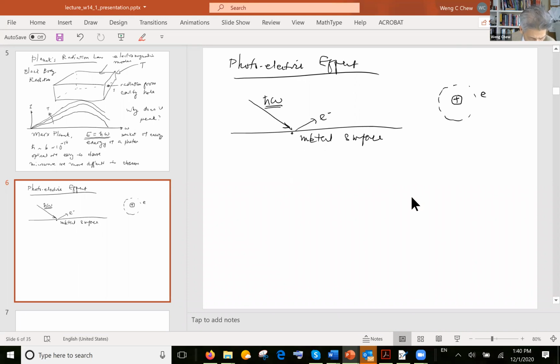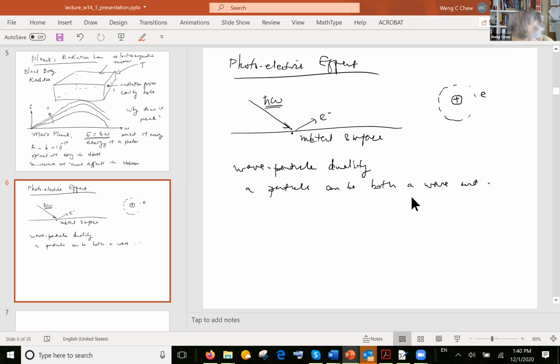So then people came up with this wave particle duality concept later on. A particle can be both a wave and a particle. A particle has a momentum that is associated with its mass, but it's also associated with the wavelength of the wave. So a wave is associated with a particle.